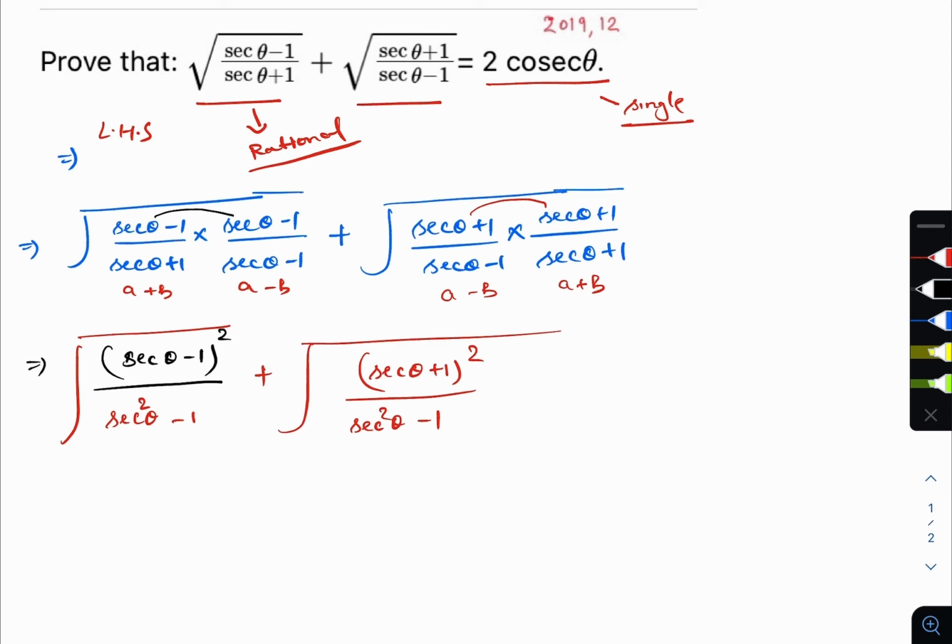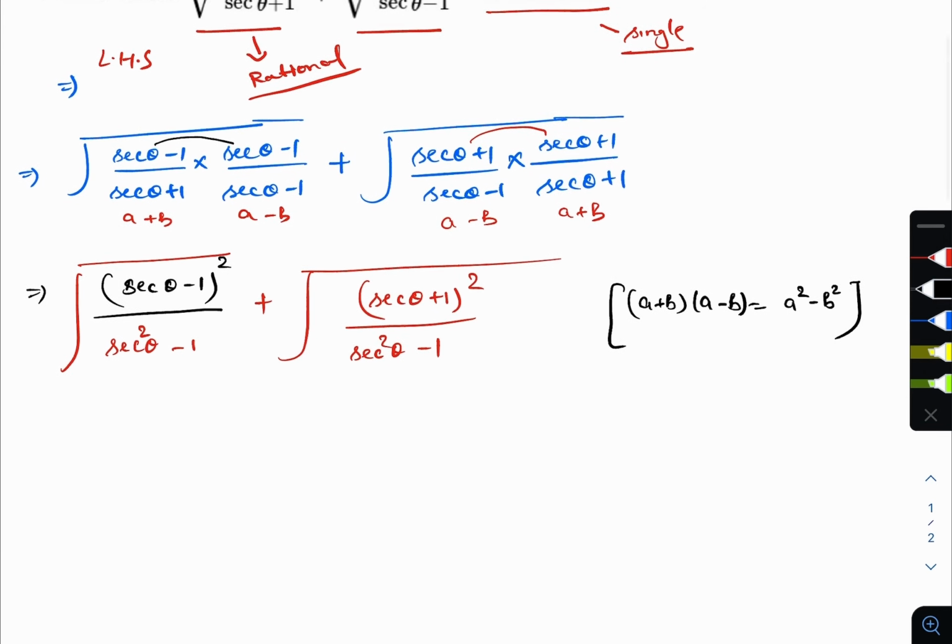Whenever we use any formula, which formula have we used in this step? That (a plus b)(a minus b) equals a square minus b square. So just state this here, that we are using this formula, as it will make extra effort and an extra impression on the examiner. Now in the next step we will keep this whole square as it is, but we know that secant square theta - 1.